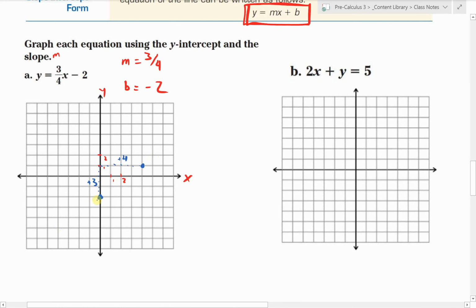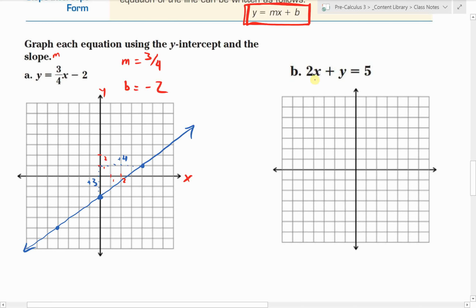If you want to be real accurate, you could go ahead and find any other points using that 3/4 slope. You get a nice graph of the line here. Very familiar. Did that a bunch in geometry, algebra 1, I'm sure. So hopefully this one is a nice, quick, easy review.